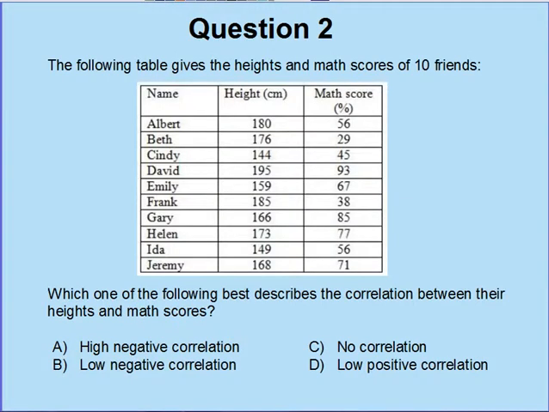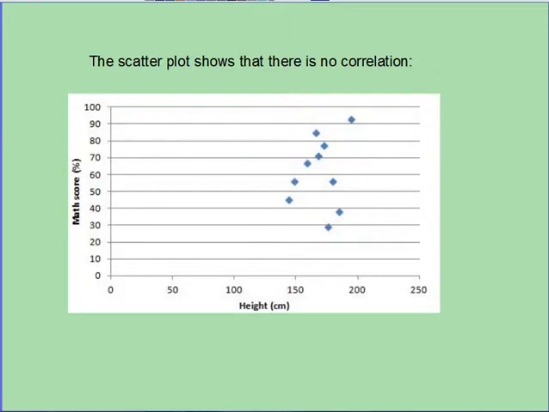The following table gives the heights and math scores of 10 friends. Do you think there's going to be a correlation between somebody's height and their test score in math? Probably not. This is a good example of no correlation. You can't really tell if this is positive or negative. And the more people you put on this chart, the more spread out your data is going to be.